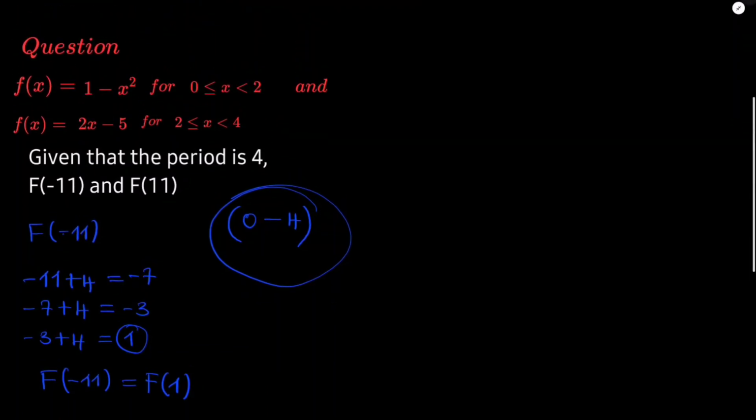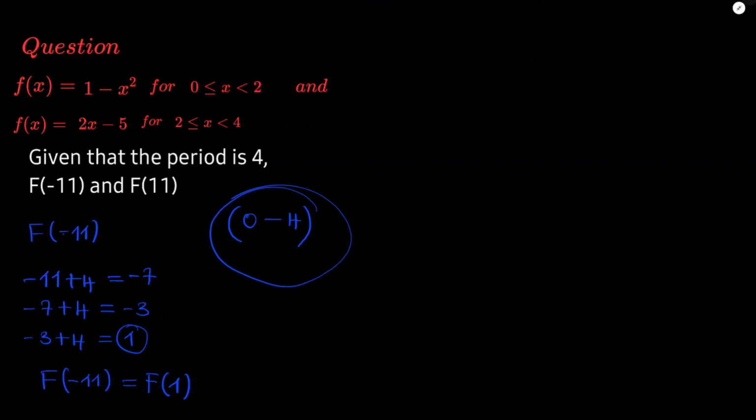But there's another problem. We have two functions, so we need to figure out in which one we are to substitute 1. Let's look at the first function. Let's look at the range. This function ranges from 0 to 2. Is 1 in that range? Yes, 1 is in the range, because 1 is greater than 0 and 1 is less than 2. So 1 is in our range.